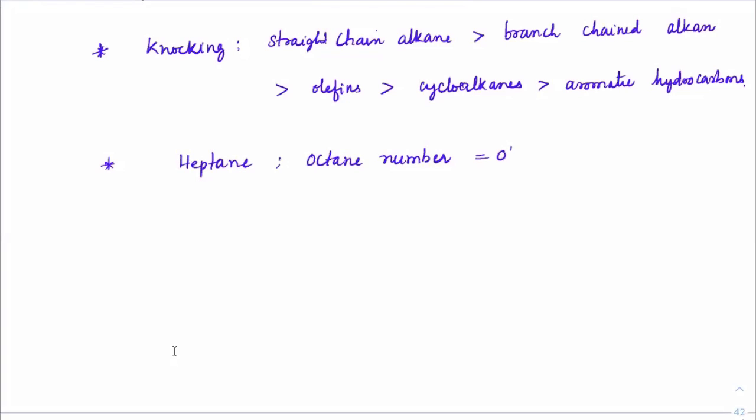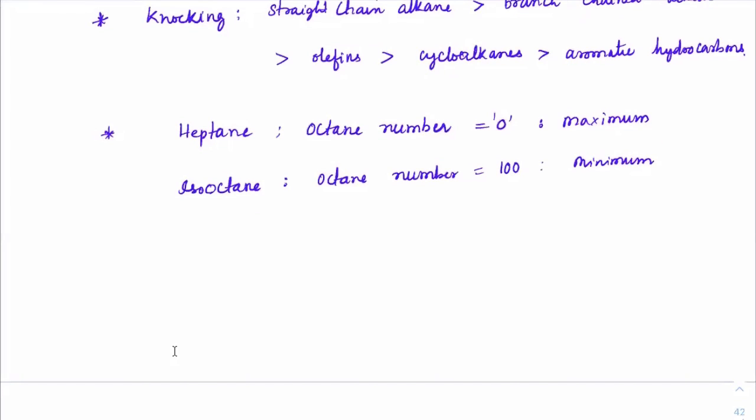The octane number given for heptane is 0, while isooctane, just now we have learned the structure, has an octane number of 100. So 0 represents maximum knocking, while 100 represents minimum knocking. So we want to ensure the fuel should be somewhere in between these two and more close towards this octane number, which will produce less amount of knocking.